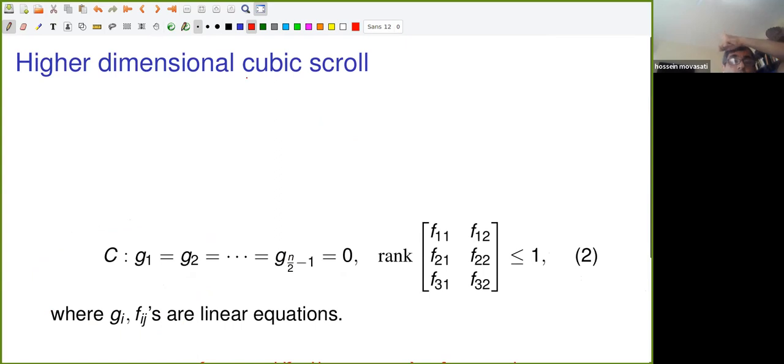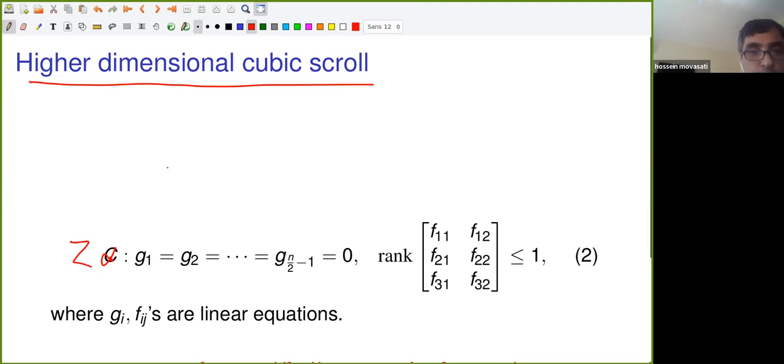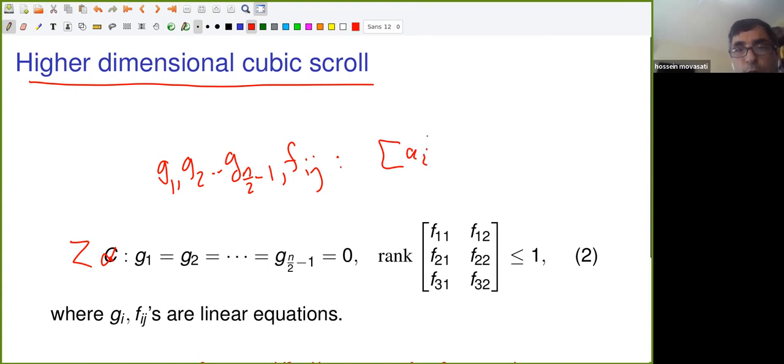Okay, before going to announce the main result, the main computations that I did, let me introduce another algebraic cycle, because I will need it in the table that I will show you. This is higher dimensional cubic scrolls. So let's call it Z. If you take G1, G2, up to G n half minus one, these are all linear equations. This means that at the end they are just of the form x_i, x_{i+1} equal to zero. And so this means that this algebraic cycle contains n half minus one linear cycles.